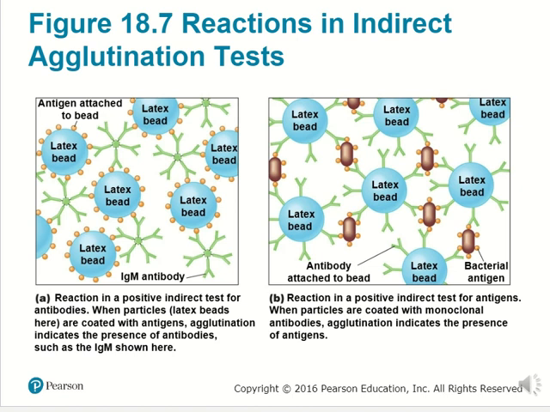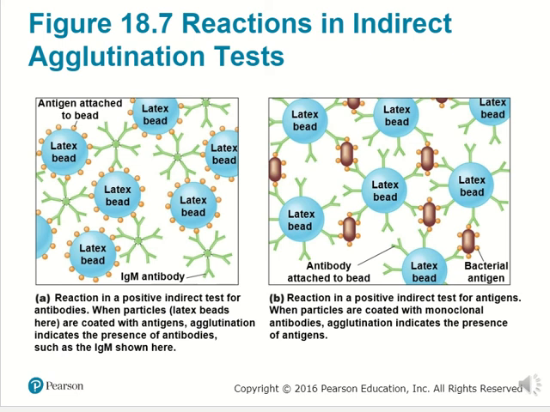Just an example of an immune molecule reacting with, say, antigens on a latex bead, or antibodies reacting to antigens on those beads. Well, the reaction in a positive indirect test for antibodies is what is shown on the left. When particles are coated with antigens, agglutination indicates the presence of antibodies, such as immunoglobulin M, shown here.